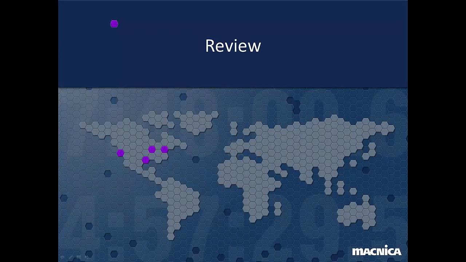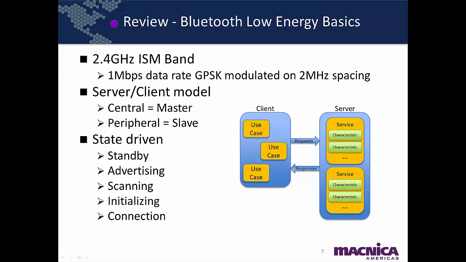Let's get started by reviewing what Bluetooth Low Energy is. First off, remember that Bluetooth Low Energy is commonly referred to as BLE and is also known as Bluetooth Smart. From a physical standpoint, the technology operates in the 2.4 GHz ISM band and has a theoretical bandwidth of 1 megabit per second. In reality, you'll see data rates around 300 kilobits per second. The system is based on a client-server model and is controlled by a basic one-hot state machine.